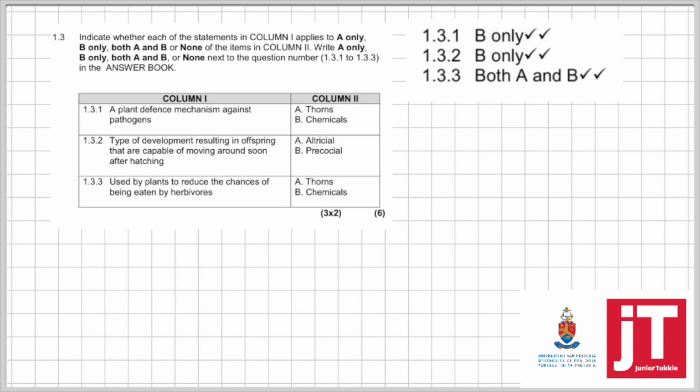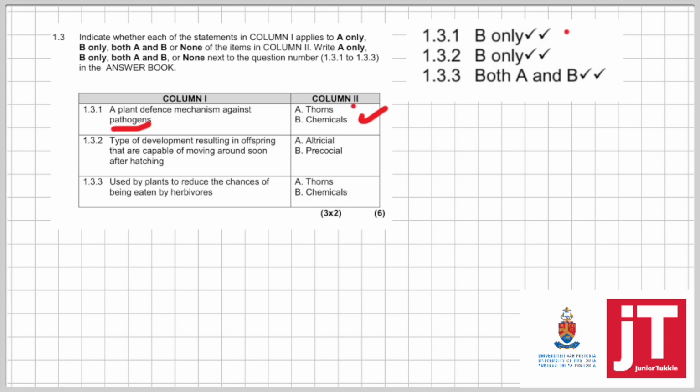Okay, right. 1.3. Indicate whether each of the statements in column 1 applies to A only, B only, both A and B or none of the items in column 2. What must you write? A only, B only, both A and B or none. Right. 1.3.1. A plant defense mechanism against pathogens. So against pathogens, we know thorns cannot help there. So your answer can only be chemical, so it's B only.